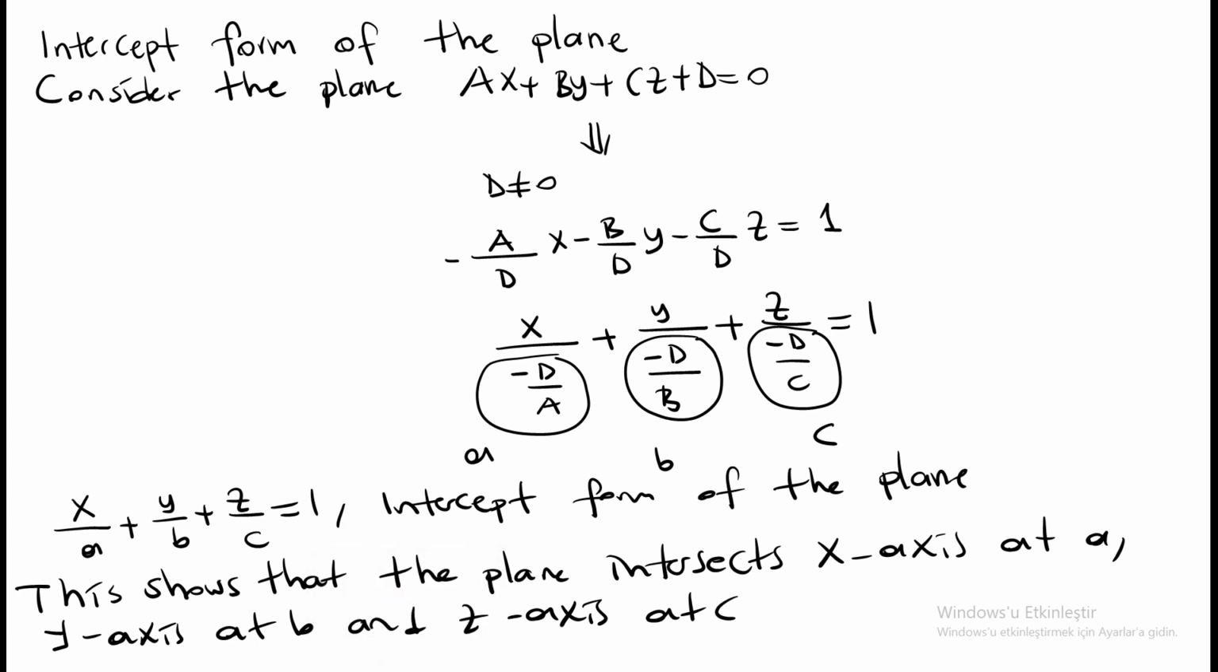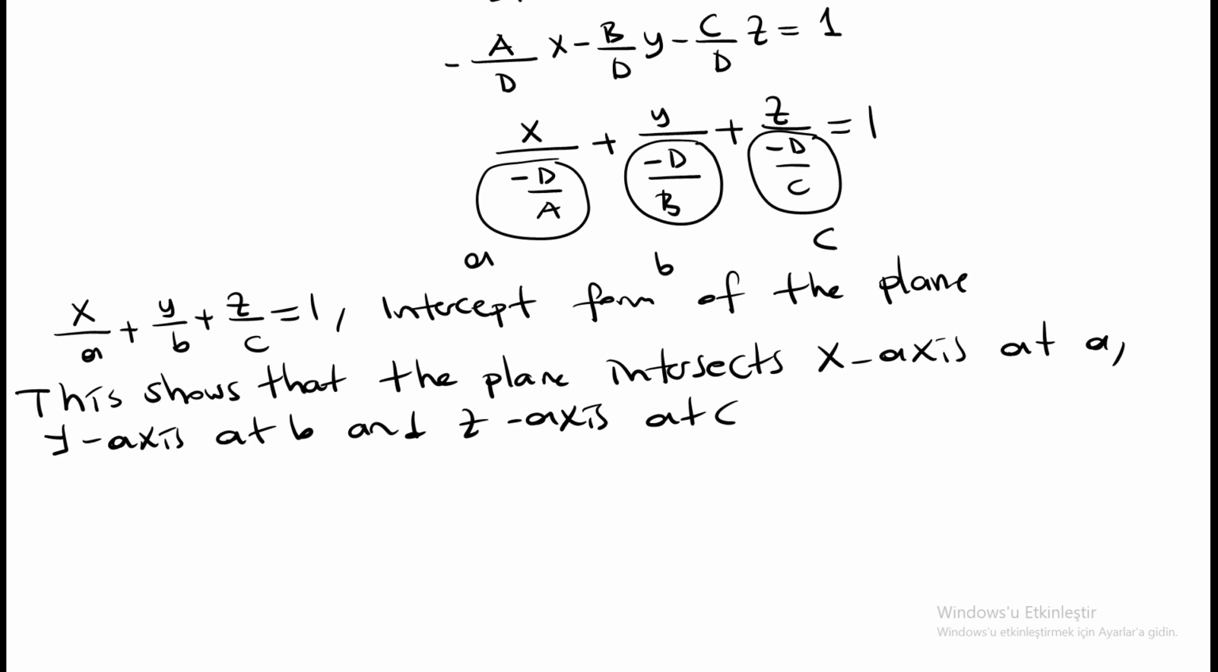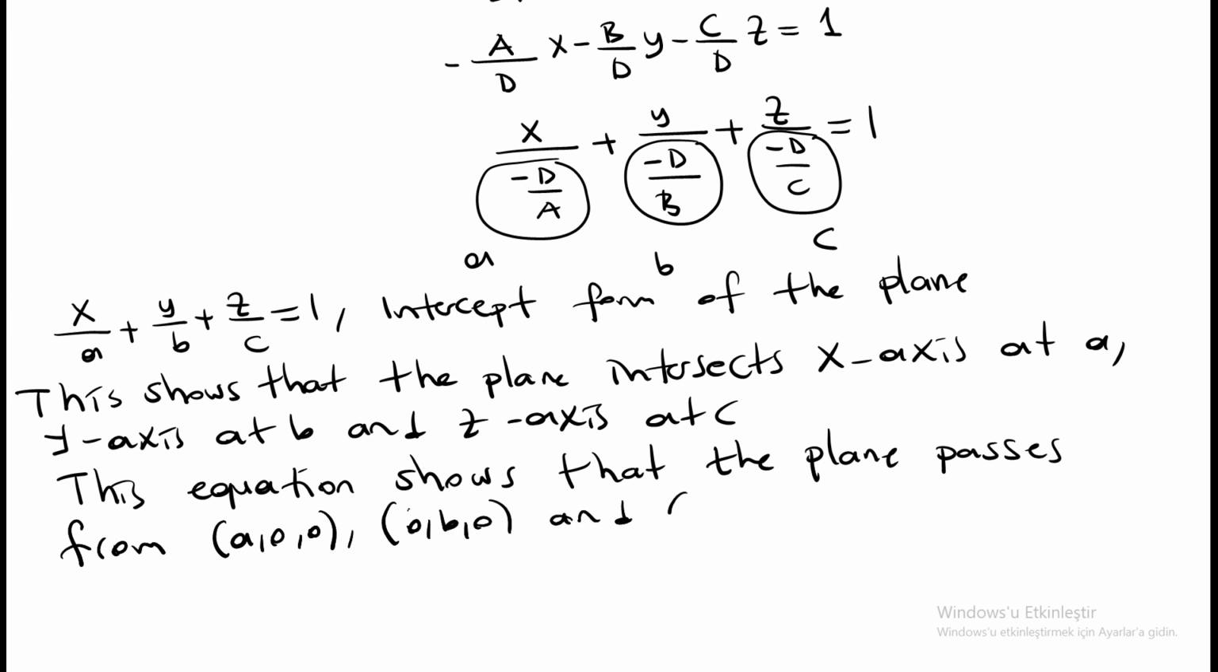Or if you write our 3 points, this equation shows that the plane passes from these 3 points, A 0 0, 0 B 0, and 0 0 C.